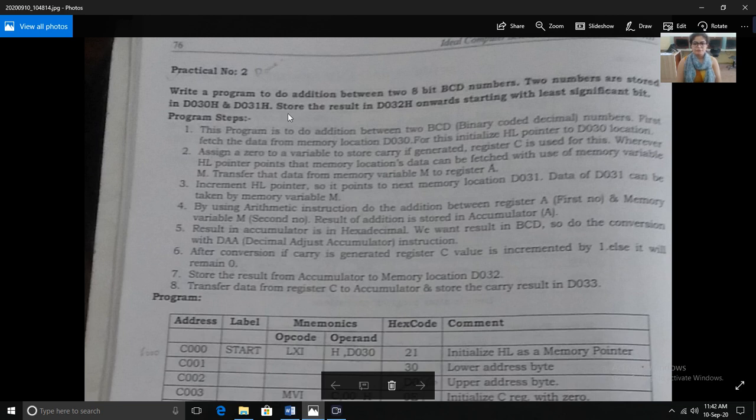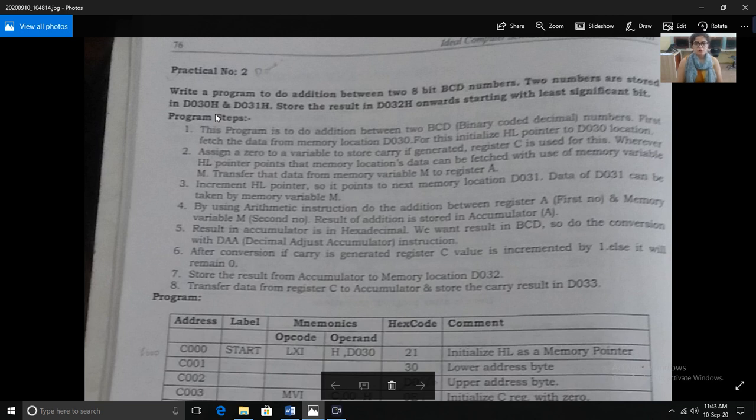Binary coded decimal form. We have already studied it in the 11th standard, like how we write 2 in BCD form, how we write 3 in BCD form. Two numbers are stored in memory locations D030 and D031. This is where the data is stored, and you have to fetch the data from these two memory locations.